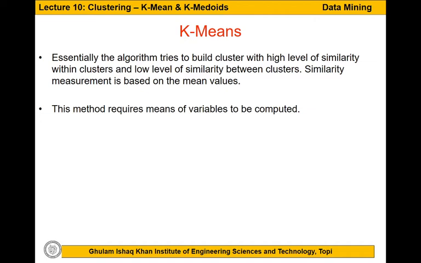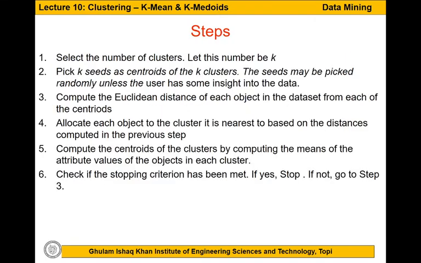Okay, right. So the algorithm basically tries to build clusters with a high level of similarity within the cluster and a low level of similarity between different clusters, right? So this method requires the means of the variables to be computed, right? Now this is the complete pseudocode, or you can say the list of steps, which are there in the k-means clustering approach.